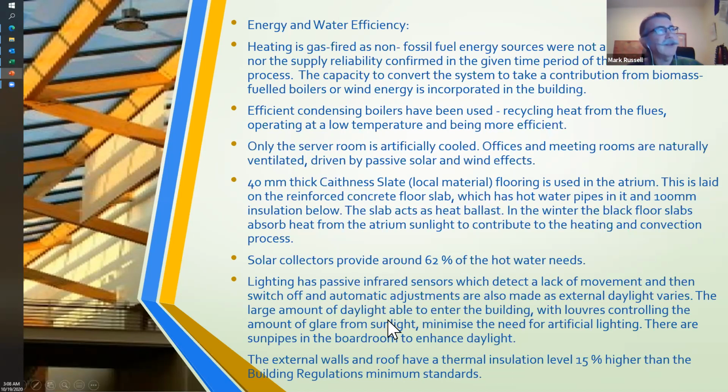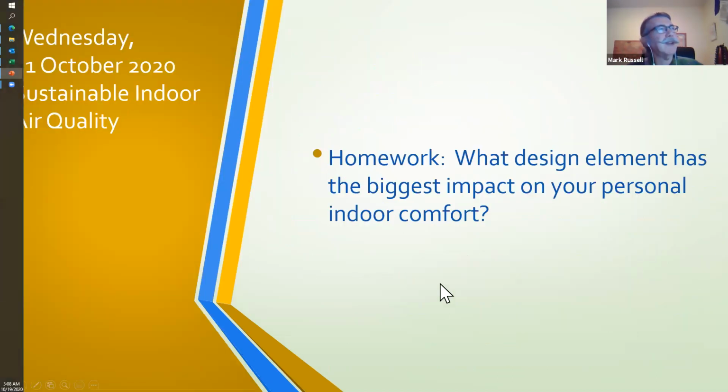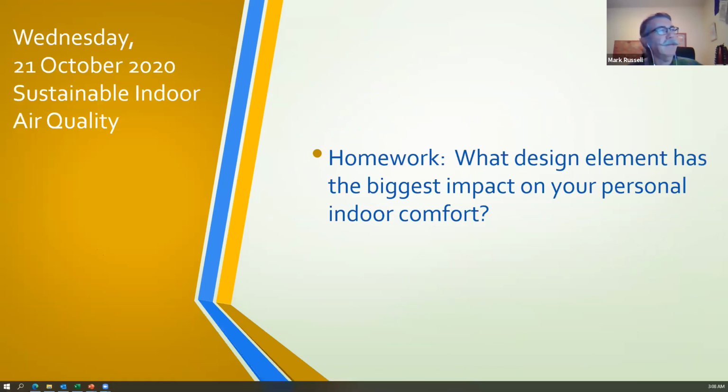And so I think that's a good segue into our lecture for Wednesday. We're going to talk about sustainable indoor air quality and building comfort. So your homework for then is to think of what's the big design-wise impact that affects your personal comfort in a building. So be thinking of that. And with that, I'll open up for questions.